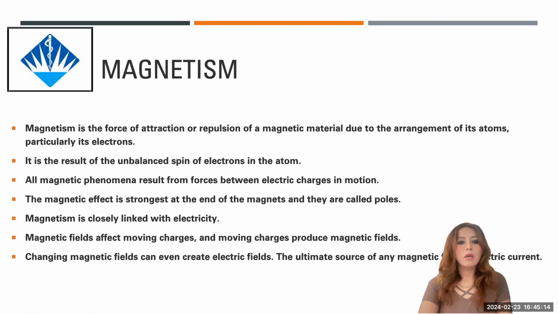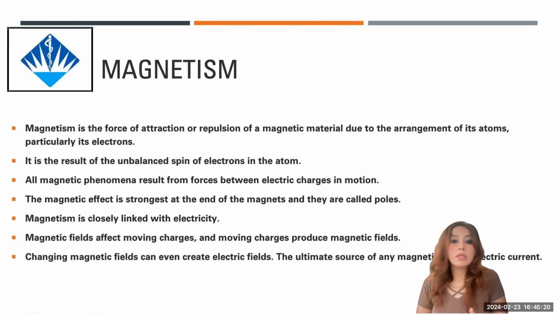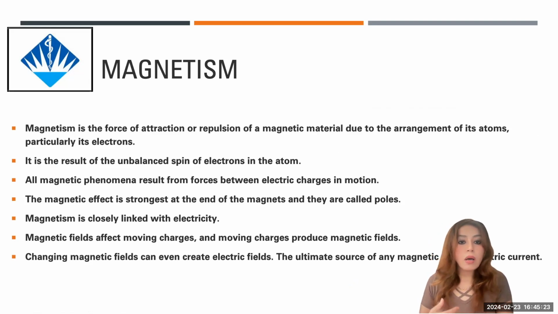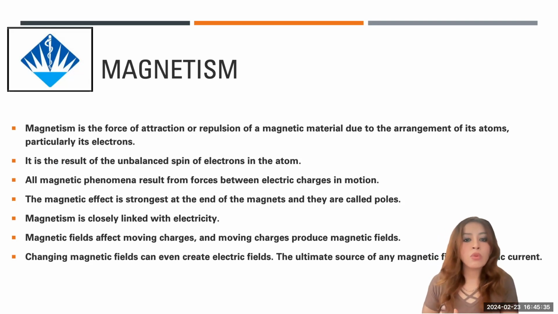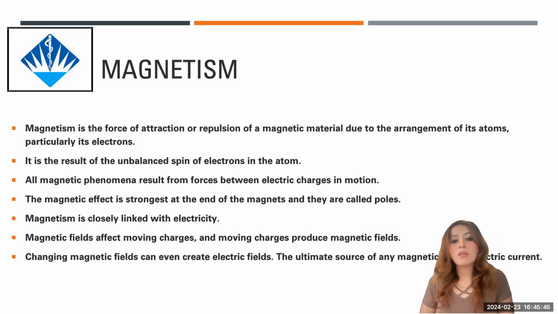Magnetism is the force of attraction or repulsion of magnetic material due to the arrangement of its atoms, particularly its electrons. It is a result of unbalanced spin of electrons in the atom. All magnetic phenomena result from forces between electric charges in motion, and the magnetic effect is strongest at the ends of magnets, which are called poles. Magnetism is closely linked with electricity. The magnetic field affects moving charges, and moving charges produce a magnetic field. Changes in magnetic fields can even create electric fields. The ultimate source of any magnetic field is electric current.